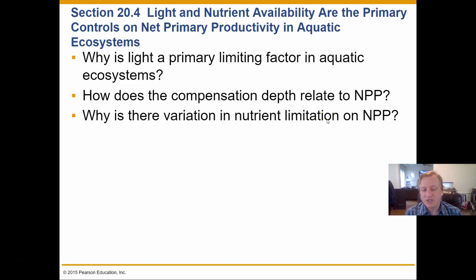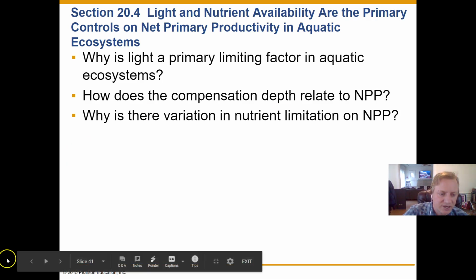So the next section we're going to be talking about is 20.4, which is that light and nutrient availability are the primary controls on net primary productivity in aquatic ecosystems. So we were just talking about terrestrial, then we're going to talk about aquatic. And we'll get to that. I'll start those questions in the next lecture.